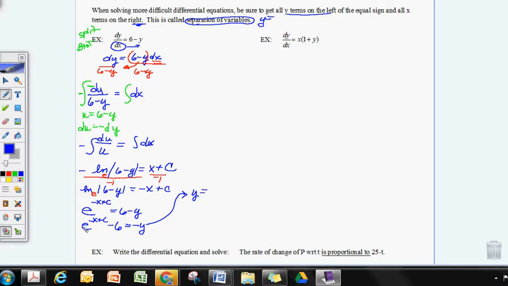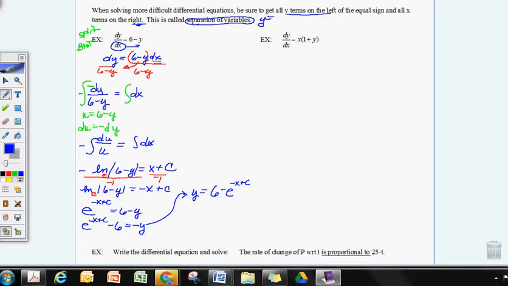Or finishing this up, y would equal, if I move that to that side, I'm going to have my 6. Notice it went from negative 6 to positive 6, minus e raised to the negative x plus c.